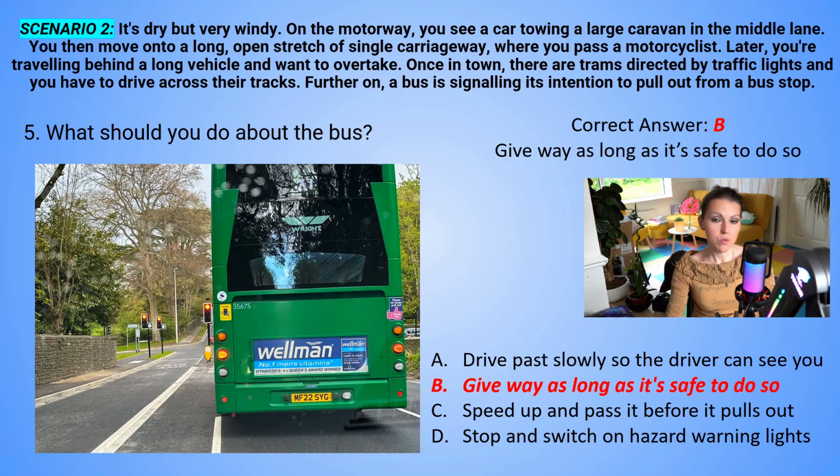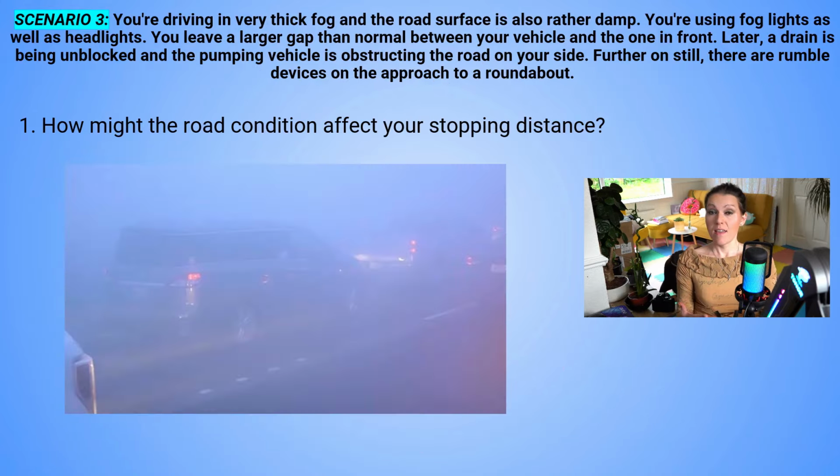And let's now move on to scenario number 3. You are driving in very thick fog and the road surface is also quite damp or wet. You are using fog lights as well as the headlights. You leave a larger gap than normal between your vehicle and the one in front of you. Later, a drain is being unblocked and the pumping vehicle is obstructing the road on your side. Further on, there are rumble devices on the approach to a roundabout.